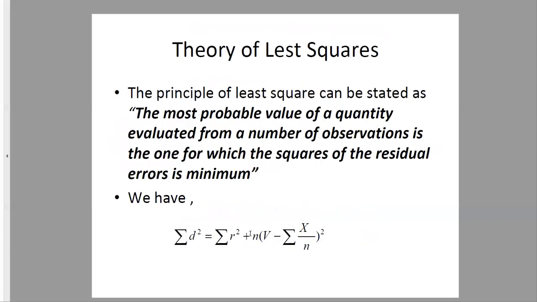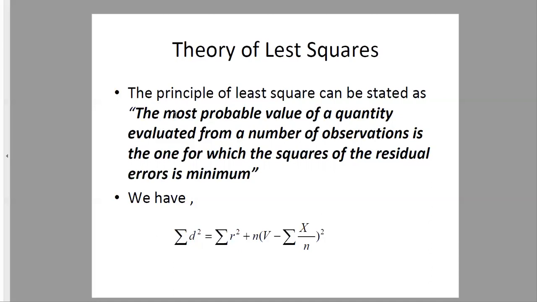The theory of least square. The principle of least square can be stated as: the most probable value of a quantity evaluated from a number of observations is the one for which the sum of squares of residual errors is minimum. What does this statement say? That for a quantity, if a number of observations have been taken, then the most probable value will be when the sum of squares of residual error is minimum.